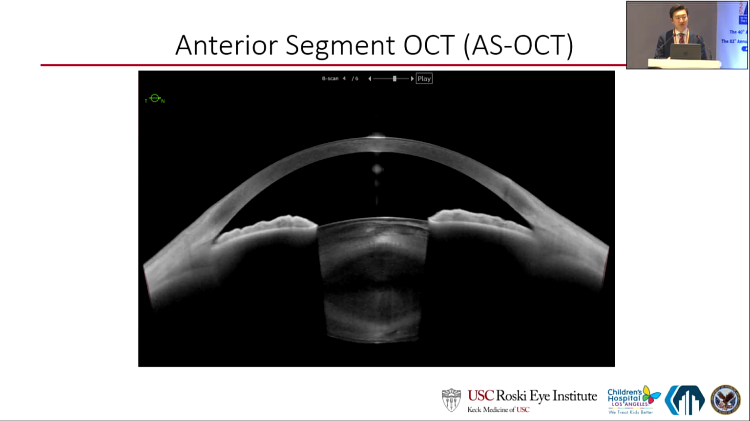This is a representative AS-OCT image, and we can clearly see here the cornea, the iris, and the lens. One structure that's not easily visible is the trabecular meshwork. And so in order to identify angle closure, we have to identify the scleral spur, which is the structure that sits directly posterior to the TM.